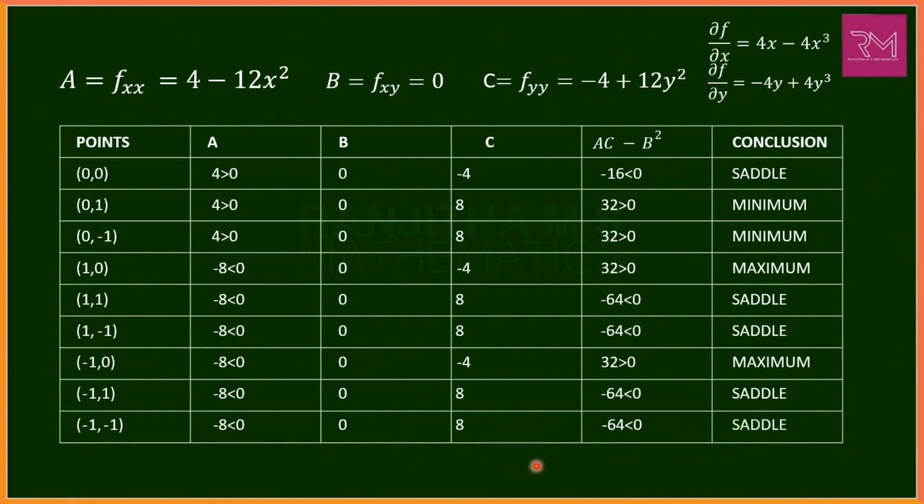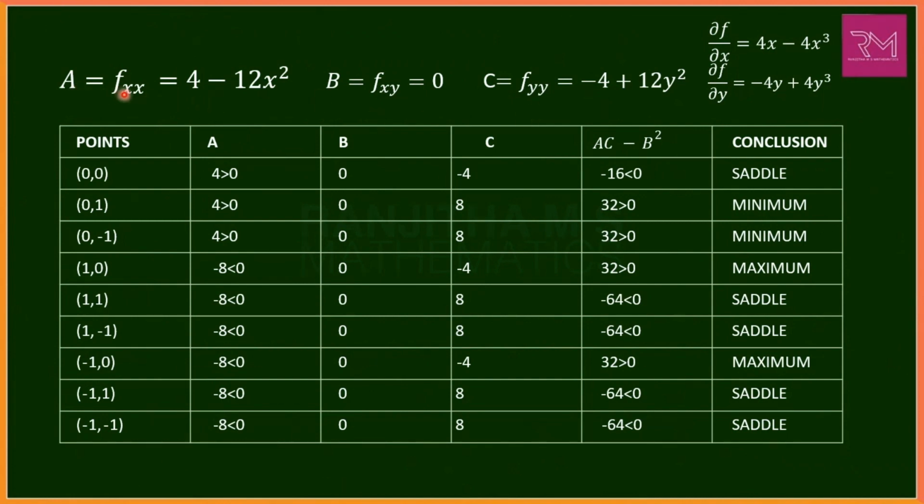This is the procedure to find the extreme values of a function. We consider f of x, y first. In the first step, we find del f by del x and del f by del y. After finding them, we equate them to 0 and find the points of intersection. Using these points of intersection, we construct a table. Before that, we have to find the A, B, C values.